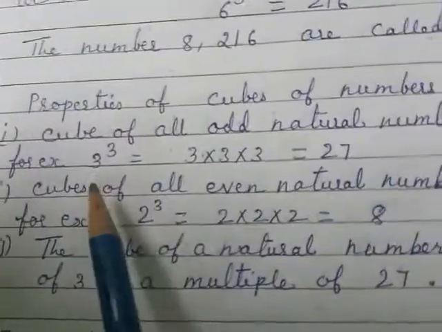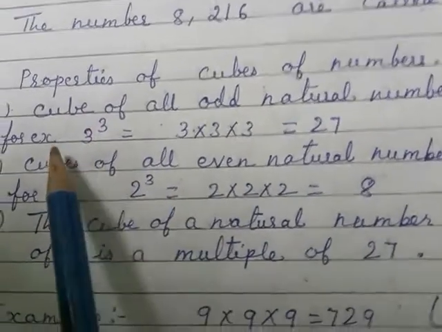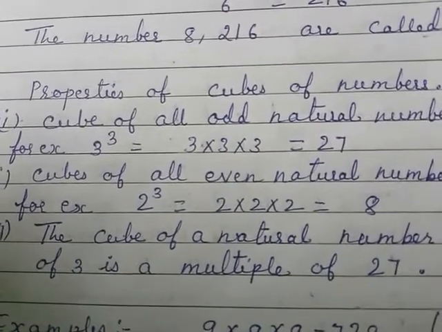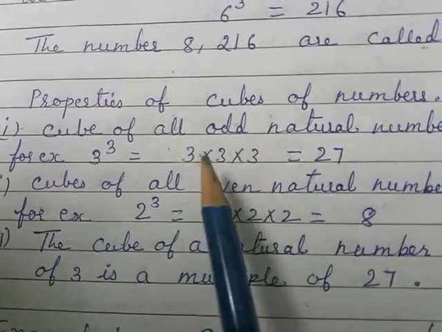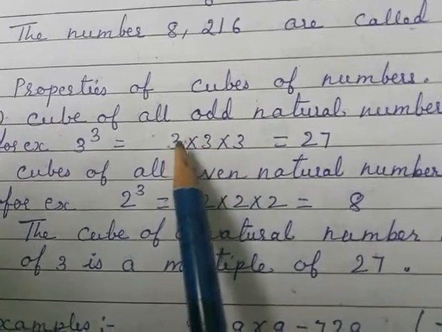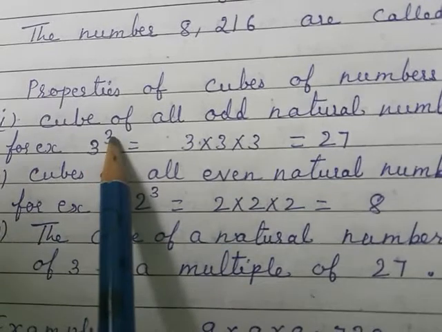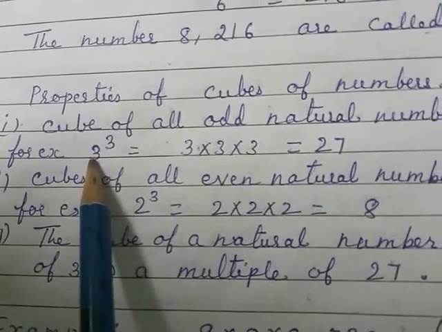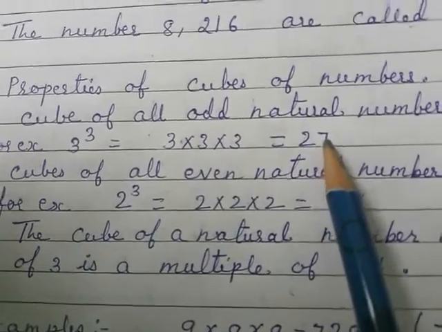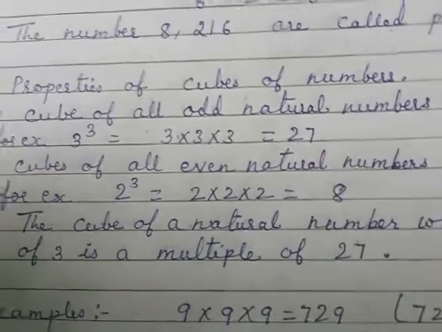So, here are some properties, children, of cubes of a number. Cubes of odd natural numbers are odd. If the numbers are odd natural numbers, then their cubes will also be odd numbers. For example, 3 raised to power 3. 3 is an odd number. So, 3 raised to power 3 gives us 27. So, 27 is also an odd natural number.